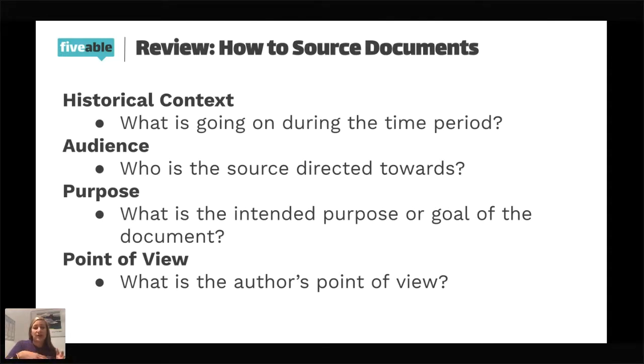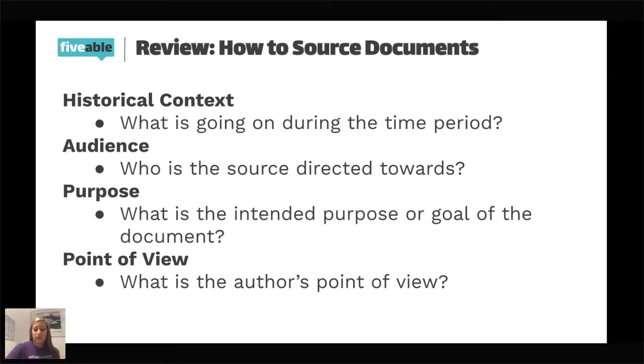So we're looking at the historical context, what's going on at that time period. I need to look further into the document. We could be looking at the intended audience. Who was this document written for? Same thing with the purpose. What was the point of this document? What's the intended purpose or the goal of the document?